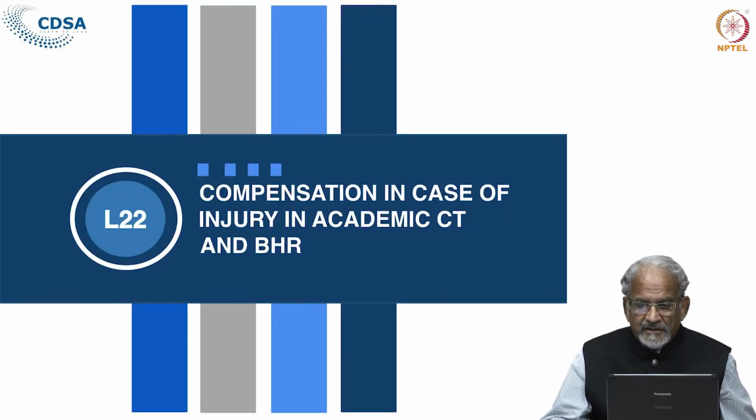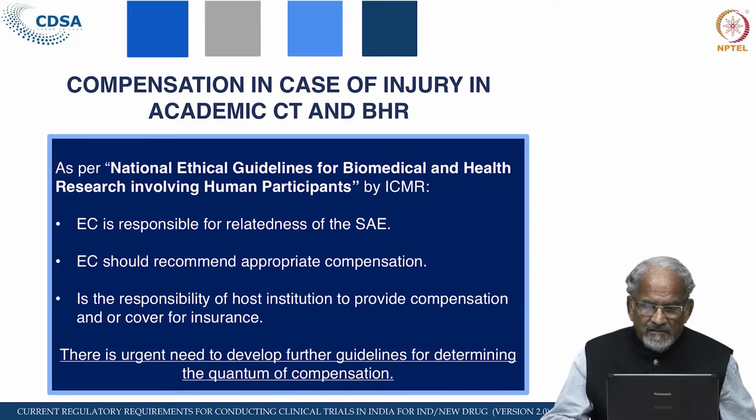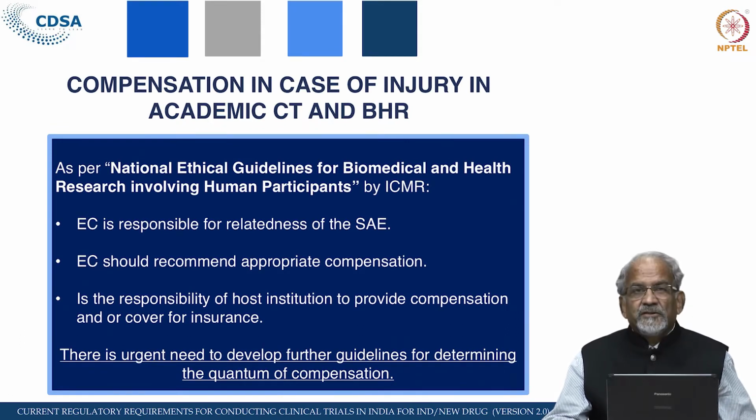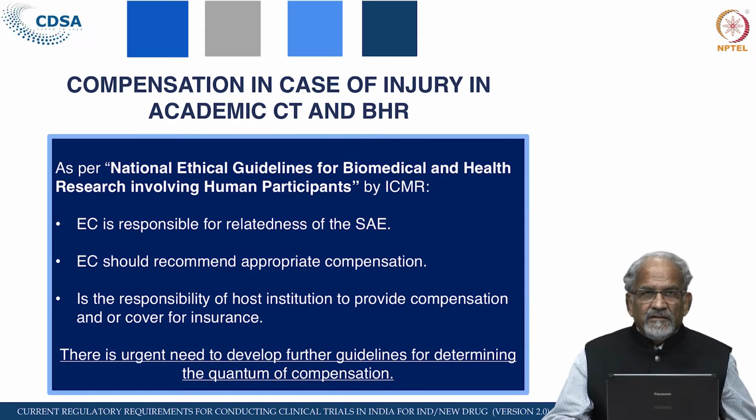The issue of compensation in case of injury in academic trial, or where the trials are governed by biomedical health research, is as per National Ethics Guideline for Biomedical Research involving human participants. In academic trial also, ethics committee is responsible for deciding relatedness of SAE. If you understand, in a regulatory trial, the ethics committee decides SAE, but the final decision would be by an apex committee set up by the regulator. In academic trial, ethics committee should recommend appropriate compensation. This is written as appropriate. So, the decision of fixing the amount of the compensation largely depends upon the ethics committee.